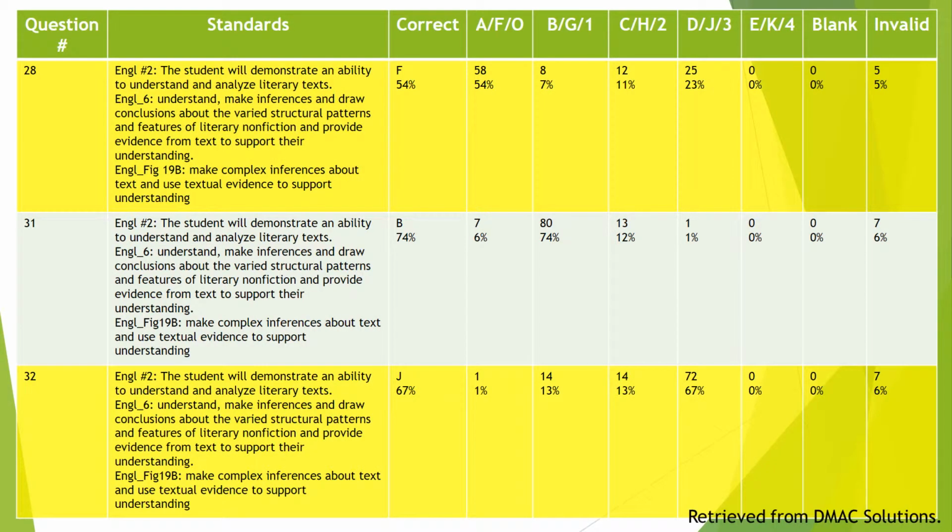Now on these next questions, 28 and 32, you may notice the yellow highlight. This is due to the fact that the yellow indicates mastery below 70%. So on this 19B, on this standard, the students for this question scored 54%, and the other question, question 32, 67%.